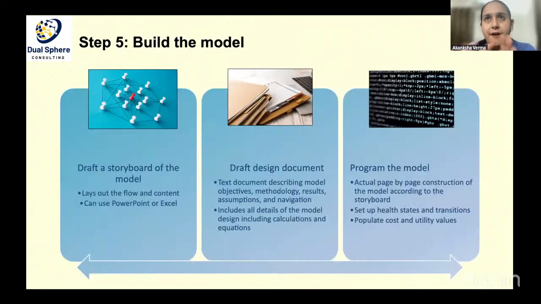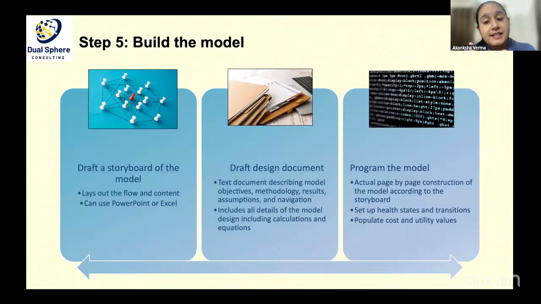Now, after doing all this, you need to start building your model. How do you do it? You first draft a storyboard of the model. You lay out the flow of your model and content. You can either use a PowerPoint presentation or an Excel for that. You build a flow of what all you will include in the model.